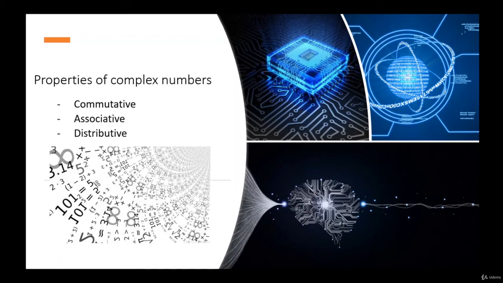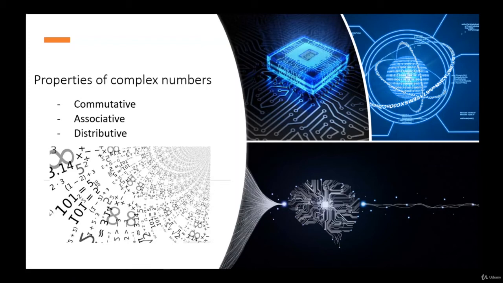All right, now let's talk about the properties of complex numbers. In this case, complex numbers have three main properties. They can be commutative, they can be associative, and they can be distributive. It's not really hard to understand, but I think it's really important to understand it as well.